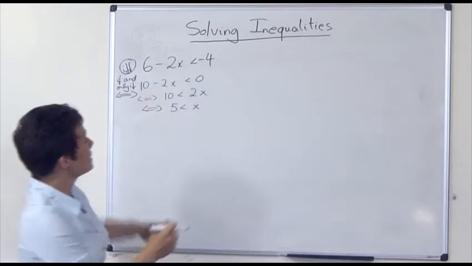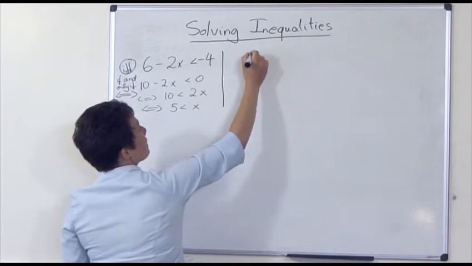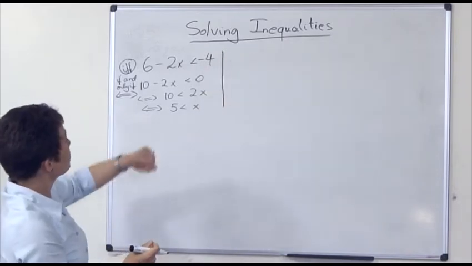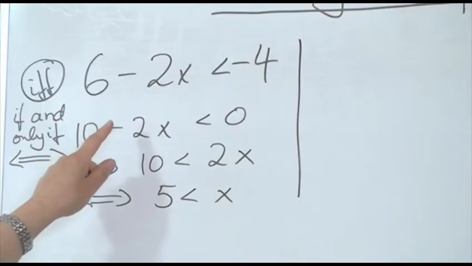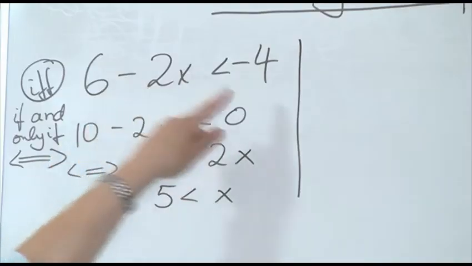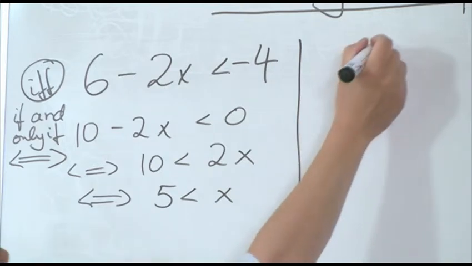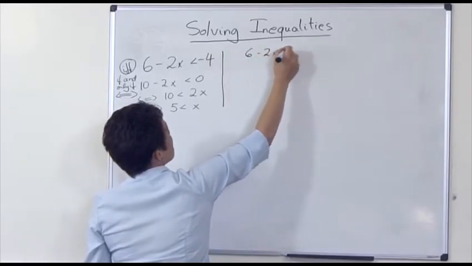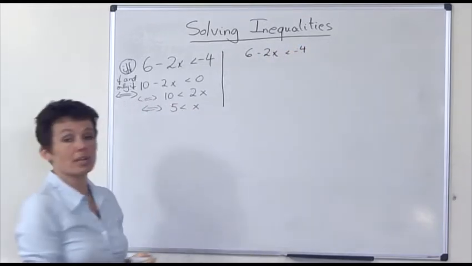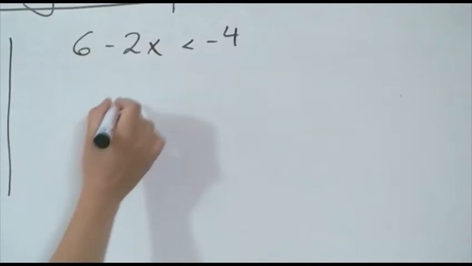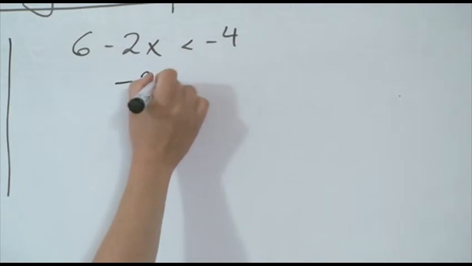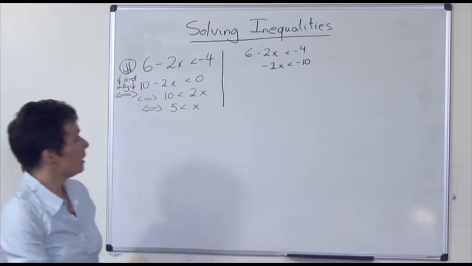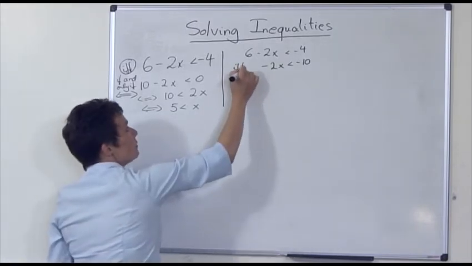Now, if you take this inequality, I could have done something slightly different. I could have, for example, subtracted the 6 as a first step. So I could have taken 6 minus 2x less than negative 4, and now subtracted 6 on both sides. So this would give us minus 2x less than negative 10. And again, as an if and only if.